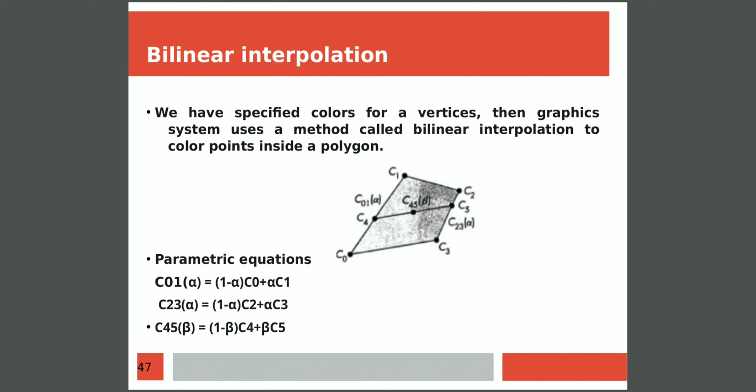By joining these 2 new points, we are going to get a new line segment between C4 and C5. Then we can also write the parametric equation for this new line segment as C45 of beta equal to 1 minus beta into C4 plus beta into C5. By using this parametric representation of the line segment C4 and C5, we will fill the color for the line segment between C4 and C5. You need to consider the edges of a face of a polygon or a face of a cube over here, and represent those edges of a polygon in a parametric representation.